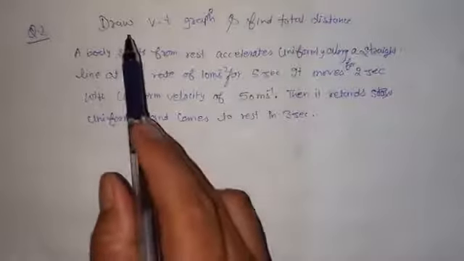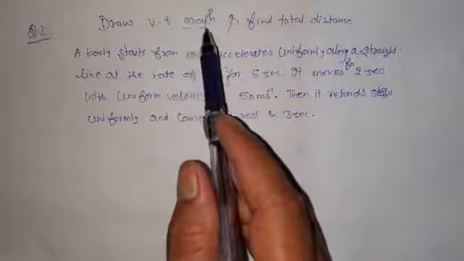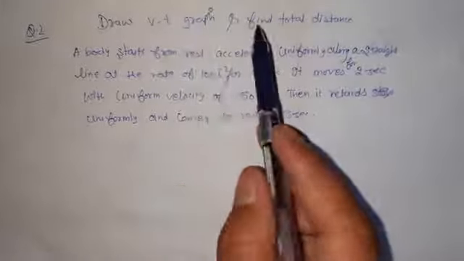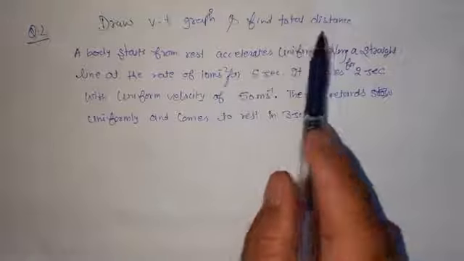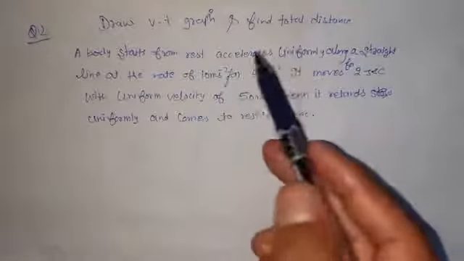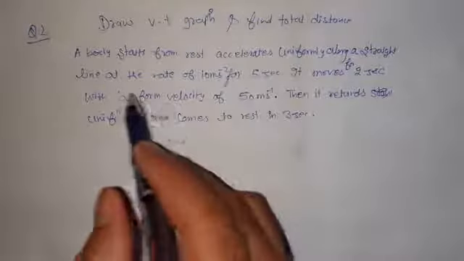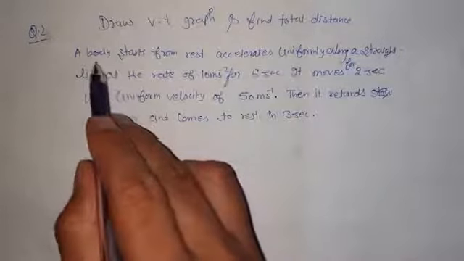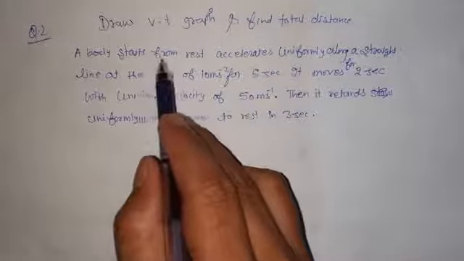Okay, so in this question number 2 we have to draw the velocity-time graph, the v-t graph, and we have to find out the total distance. Okay, first we have to draw the graph, after that find out the total distance travelled. So let us read the statement. It is said that a body starts from rest.